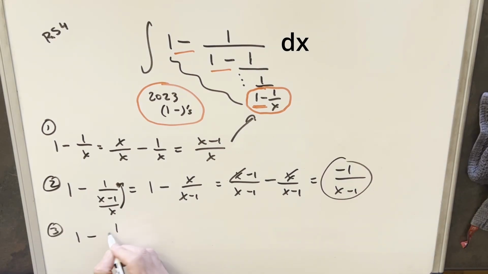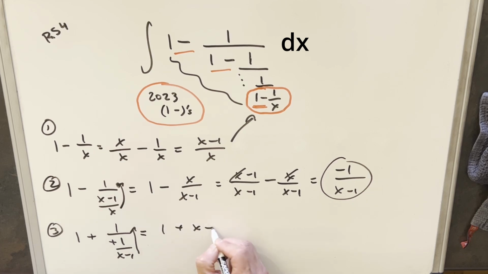So we're going to have 1 minus 1 over this thing, which is minus 1 over x minus 1. Minus minus becomes a plus, then I'll bring this into the numerator here. So we're going to have just 1 plus x minus 1. Well, that's just x.